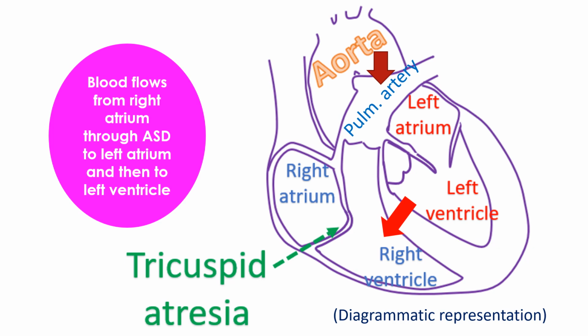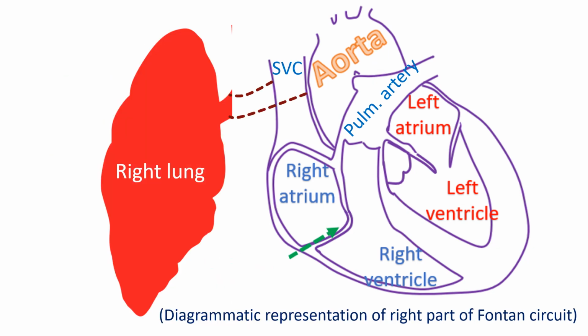Pulmonary artery is the blood vessel to the lungs from the right ventricle. Aorta is the major blood vessel arising from the left ventricle, carrying oxygenated blood to the whole body. Fontan operation was described by Francis Fontan in 1960.